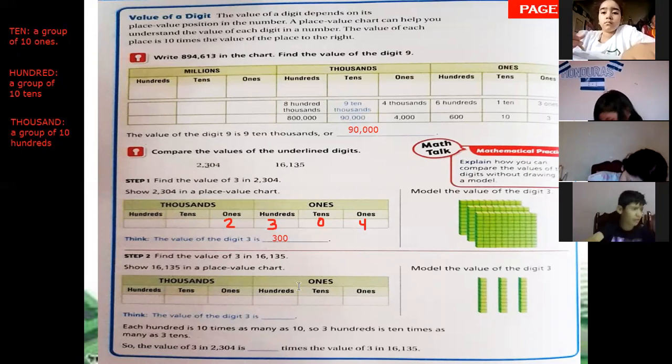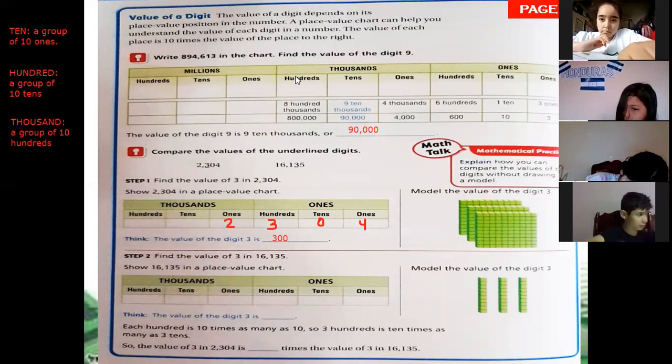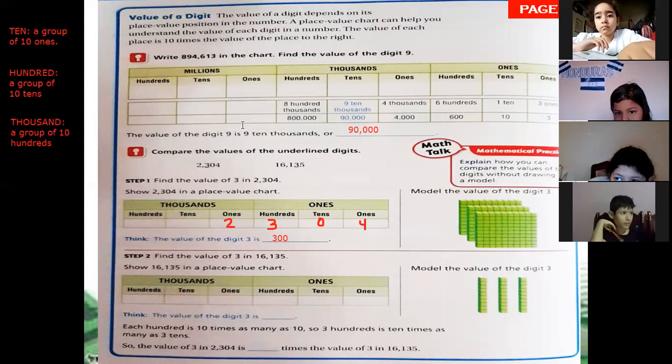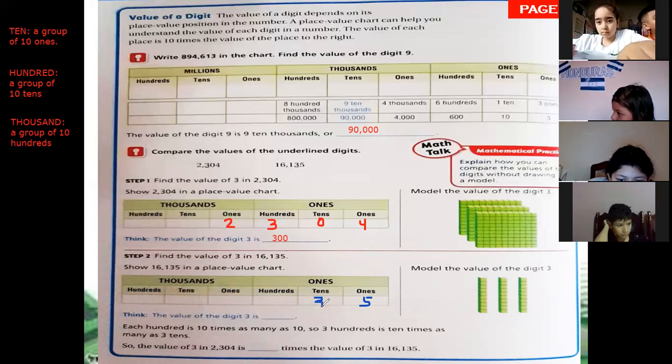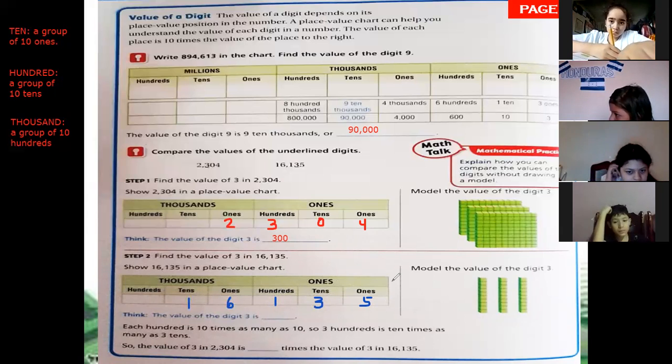But we have another amount. We have 16,135. What is the value of the number 3 in that amount? So what do we have to do? Again, we copy the number in the place value chart. Right, Sebastian? So we start writing the ones. 5, 3, 1, 6, and 1. What is the value of the number 3?